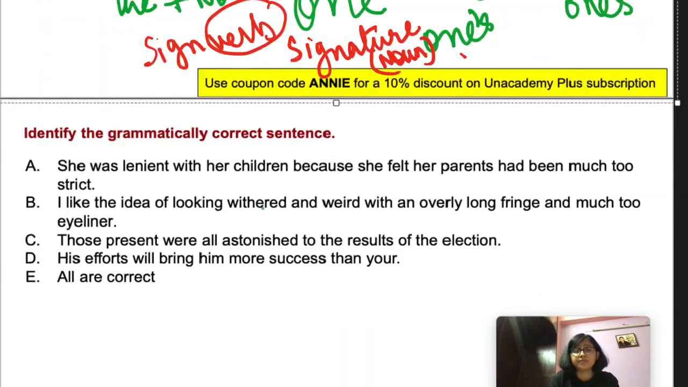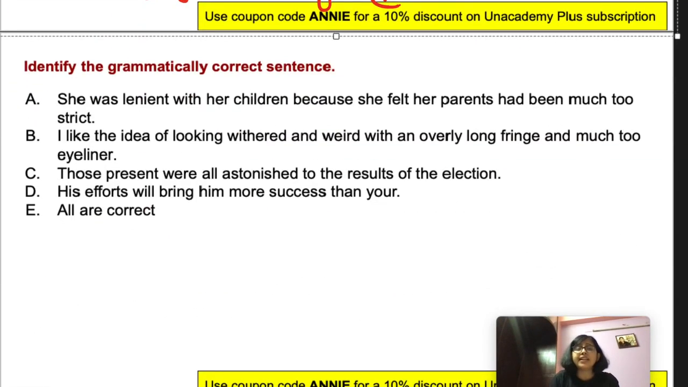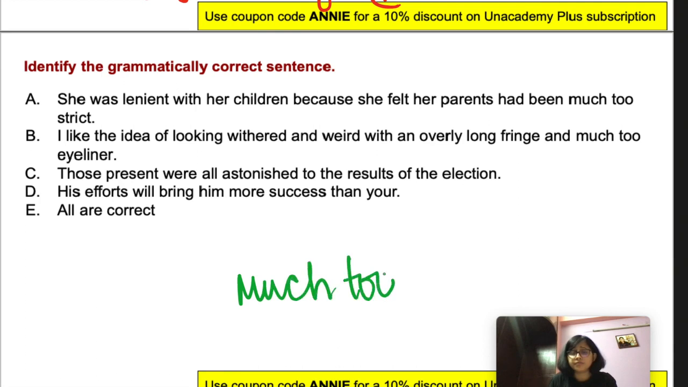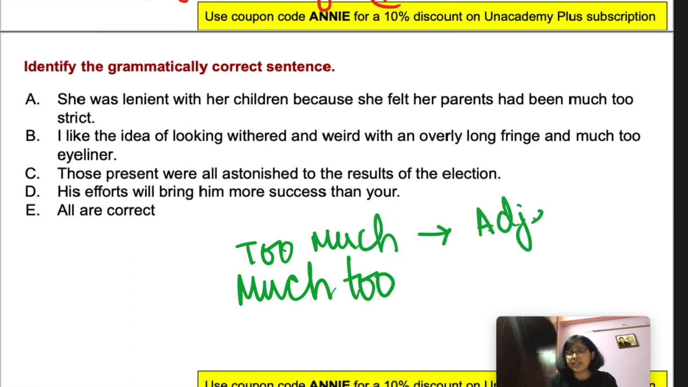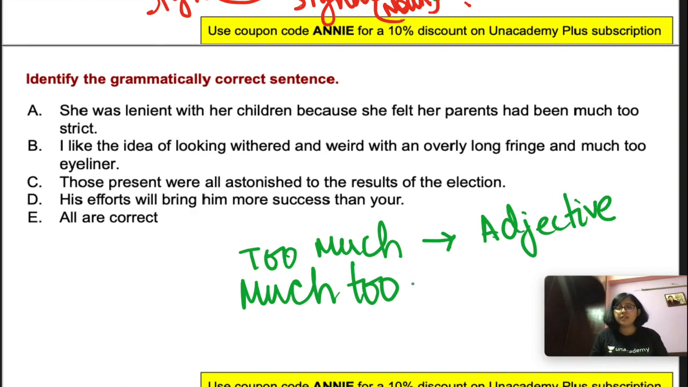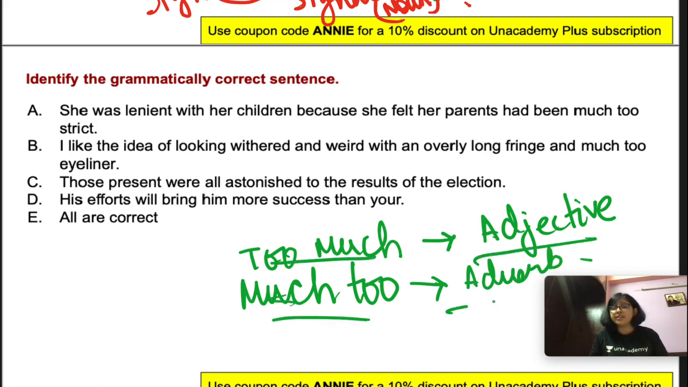Next question. Again, identify the correct sentence. She was lenient with her children because she felt her parents had been much too strict. Now here, much too. What is the difference between much too and too much? Too much is used as an adjective and much too acts as an adverb. So too much is an adjective and much too is an adverb.